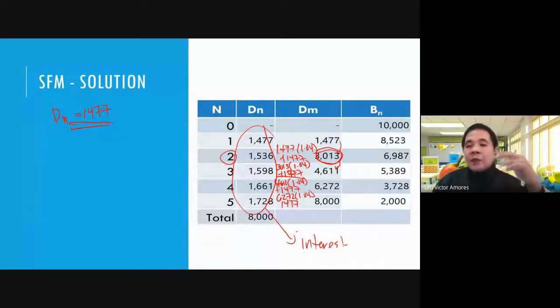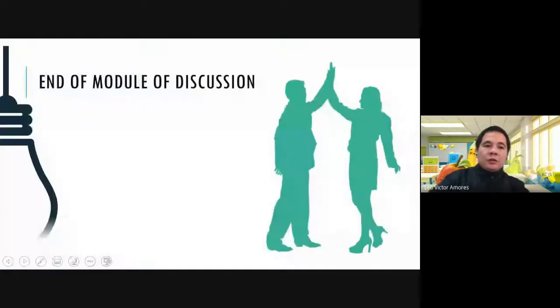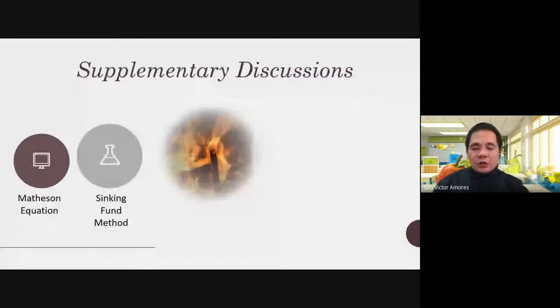So therefore, the main difference between the sinking fund method and the straight line method is that in the sinking fund method, you are already considering interest, or you have a time value of money. Any question with regards to the sinking fund method? This is the initial cost. So that ends the discussion on Module 4.